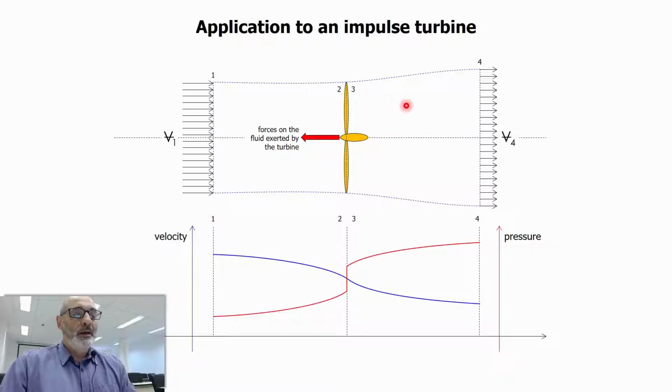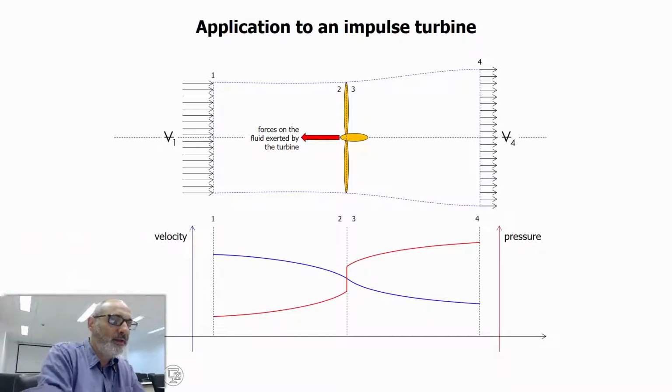So the point here is that V4 is smaller than V1, and since the mass flow rate is constant, the area back here has to be greater than the area here, in order for the mass flow rate to remain constant.